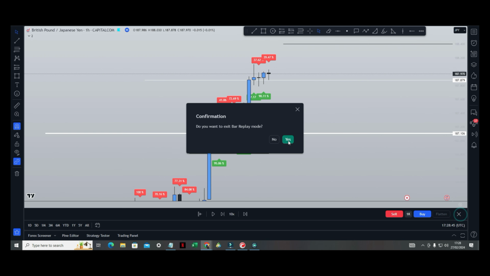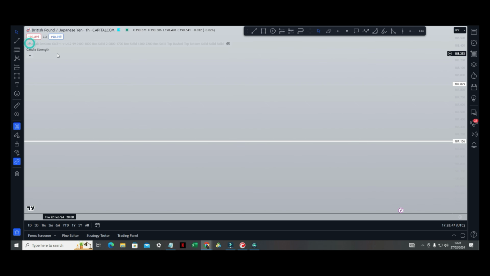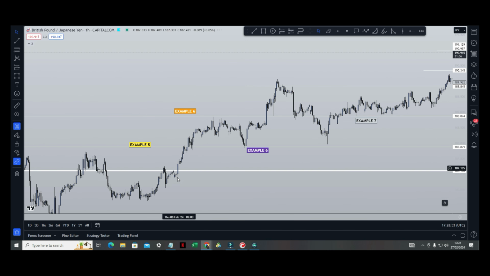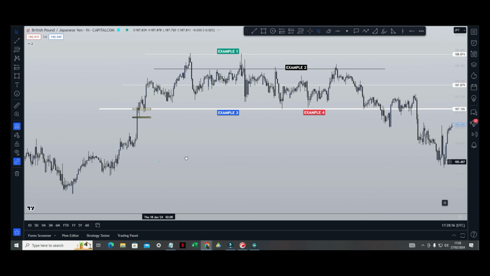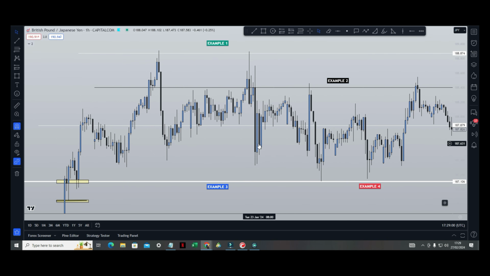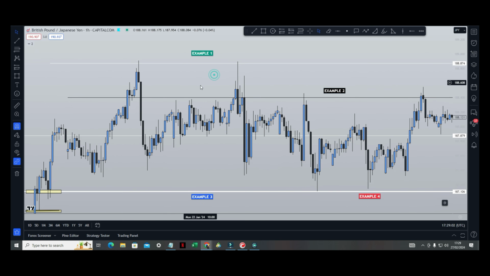Now if I just get rid of this and remove this candle strength indicator, let's go with the examples. It's gonna be a bit of a long video, not a short video like I normally do, but a lot of value that I'm going to provide. Okay, so now look at this, guys.